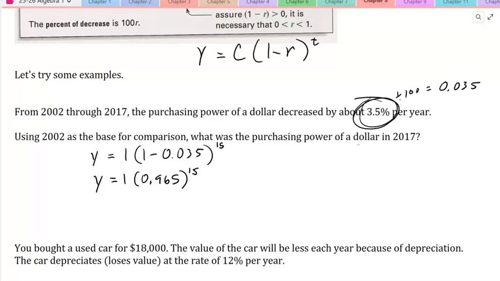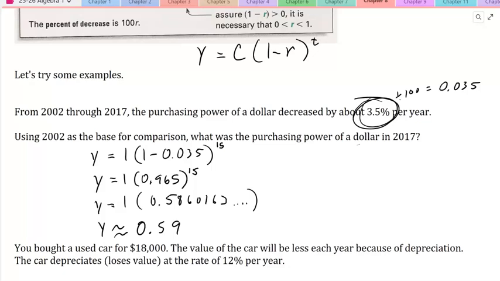So we take that 0.965, and we raise that to the 15th power, and that's quite a decimal, 0.5860163, and so on, right? It's a really long decimal. Okay, now we multiply that times 1. Obviously, we multiply that amount times 1, it's going to be about 0.59. Now, what does that even mean?